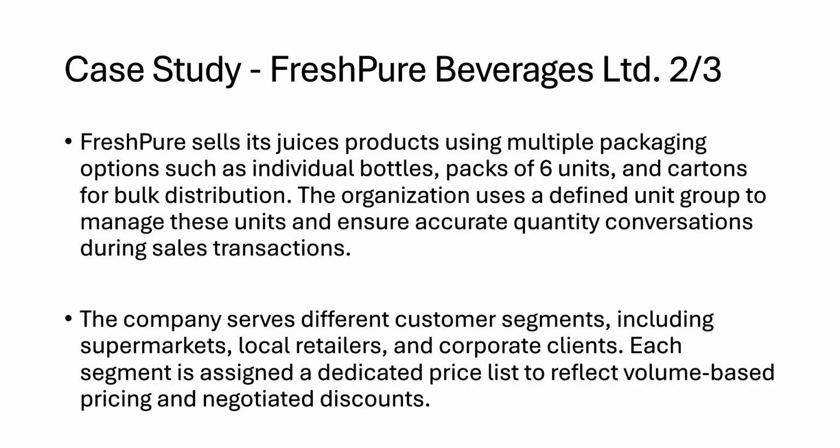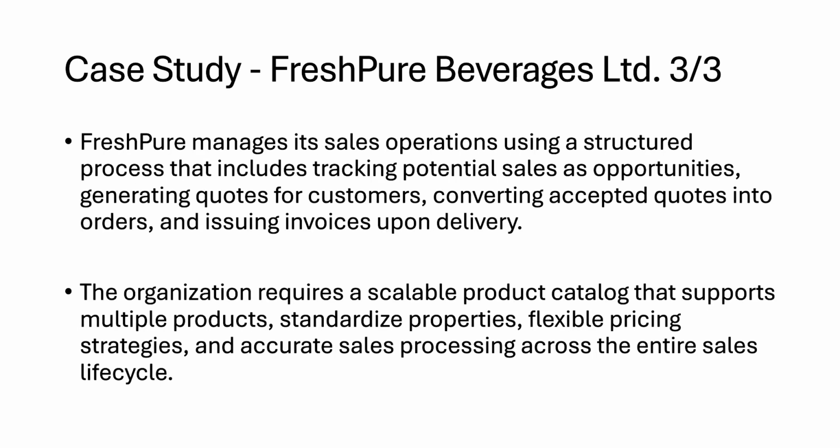The company serves different customer segments, including supermarkets, local retailers, and corporate clients. Each segment is assigned a dedicated price list to reflect volume-based pricing and negotiated discounts. Fresh Pure manages its sales operations using a structured process that includes tracking potential sales as opportunities, generating quotes for customers, converting accepted quotes into orders, and issuing invoices accordingly.